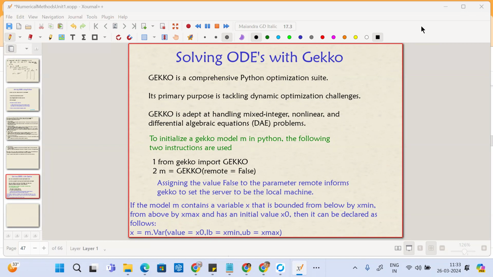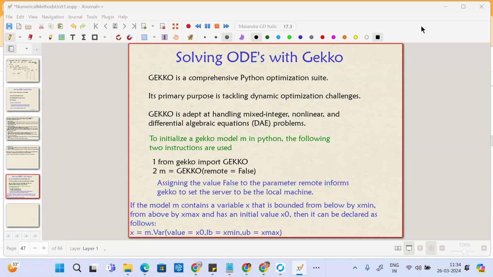Initialize a Gecko model M in Python. The following, you're seeing line number 1, line number 2; you don't have to type the line numbers. From gekko import GEKKO, and then m = GEKKO(remote=False). What does it mean? Assigning the value False to the parameter remote informs Gecko to set the server to the local machine. It will be just your laptop, not your cloud.